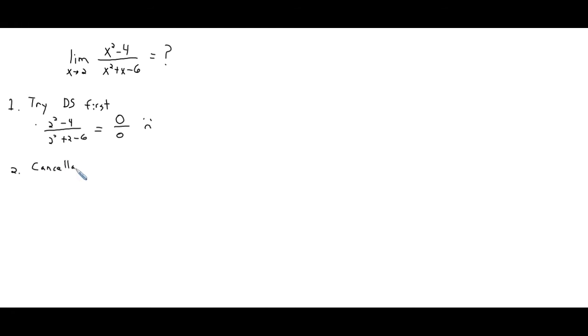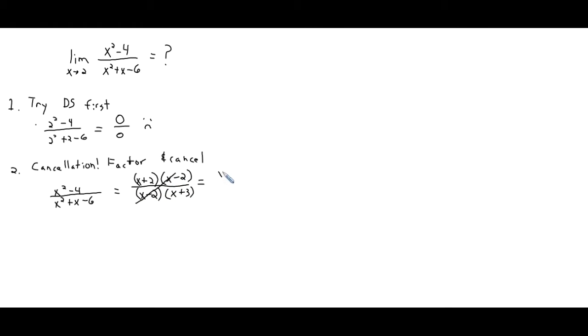And remember, we are going to factor the numerator and the denominator and then cancel out the common factor. So x squared minus 4 over x squared plus x minus 6. If you remember from algebra, x squared minus 4 is the difference of two squares. That factors to x plus 2 times x minus 2. X squared plus x minus 6 factors to x minus 2 times x plus 3. So the x minus 2's cancel, and we are left with x plus 2 over x plus 3. So that is the simplified version of this function.